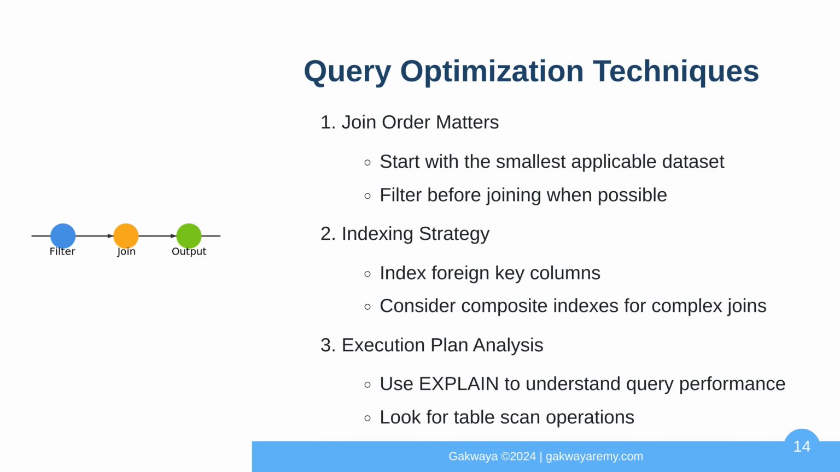Query optimization is both an art and a science. The query engine tries to optimize execution automatically, but it needs our help. Understanding how to structure your joins efficiently can make the difference between a query that performs well and one that brings your database to its knees. Always think about the order of operations. Filtering early reduces the amount of data you need to join. Proper indexing is like giving your database a roadmap to find data quickly. And always verify your optimizations using explain to understand exactly how your query is being executed.